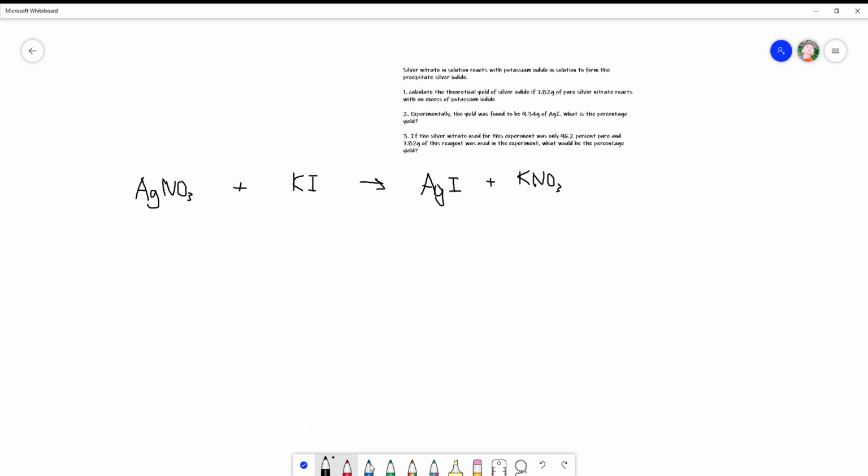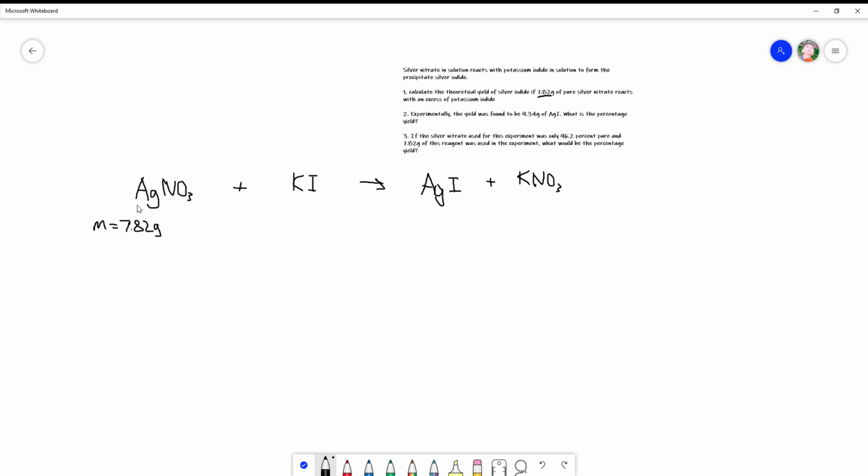So now we can look back at the question and notice that they gave us a mass for silver nitrate. So we can write down that mass underneath silver nitrate to show that they are related. So the mass of silver nitrate is 7.82 grams.